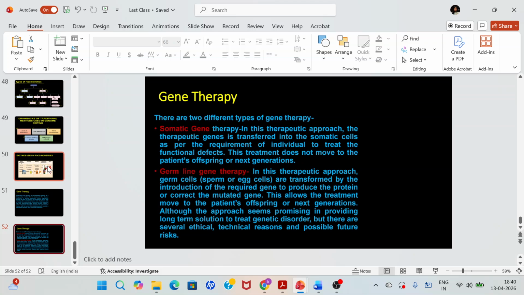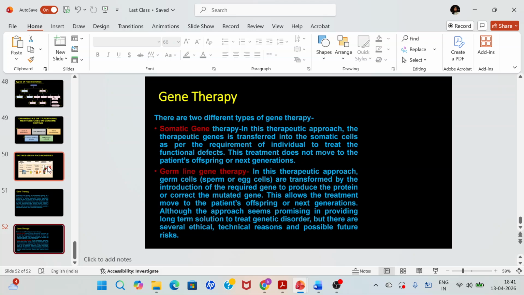Next was the gene therapy. It can be of two types, somatic gene therapy or germline gene therapy. In somatic gene therapy, the therapeutic gene is transferred into the somatic cells as per the requirement of the individual to treat the functional defects. This treatment does not move to the patient's offspring or next generation.